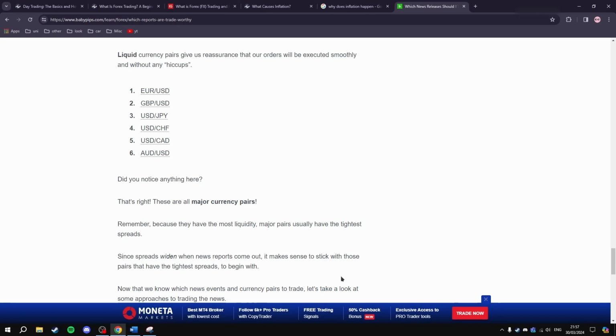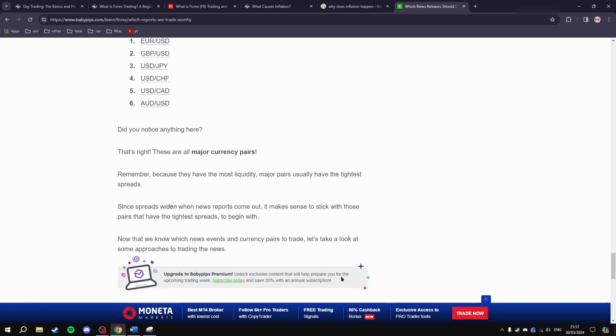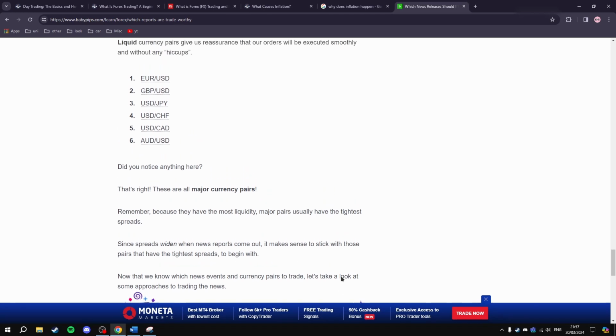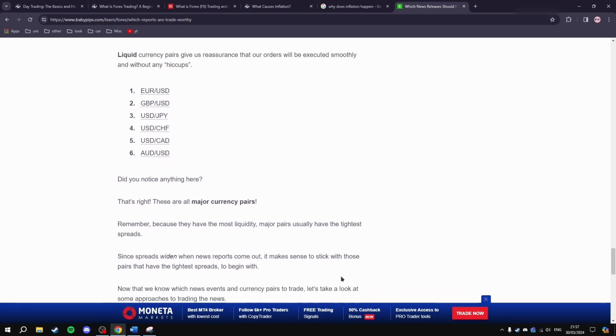Liquid currency pairs can give us reassurance that our orders will be executed smoothly and without any hiccups. EUR/USD, GBP/USD, USD/JPY, USD/CHF, USD/CAD, and AUD/USD.